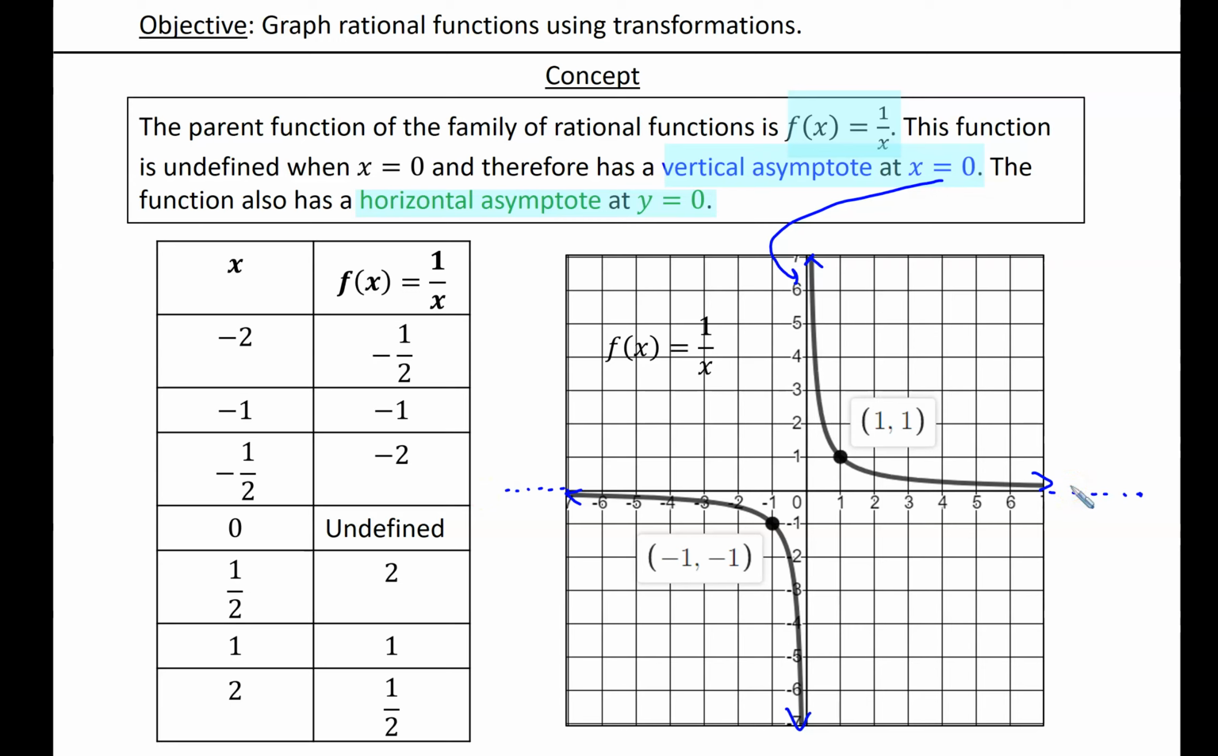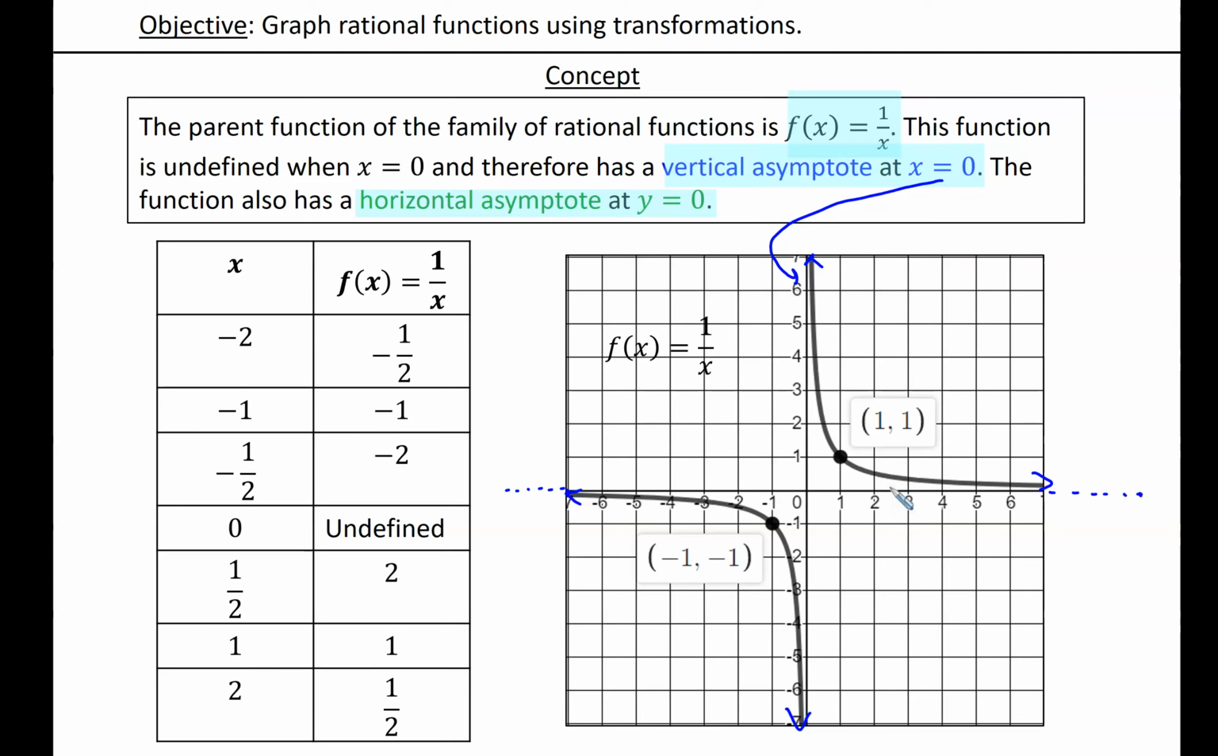So we can actually transform those two asymptotes using our translations. The vertical asymptote will move either left or right based on a horizontal translation, and our horizontal asymptote of y equals 0, our x-axis, will either move up or down based on a vertical translation.